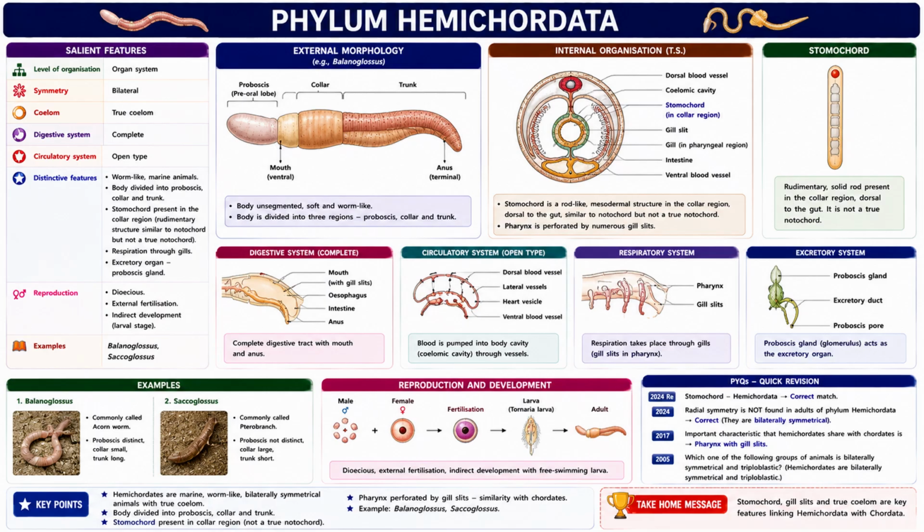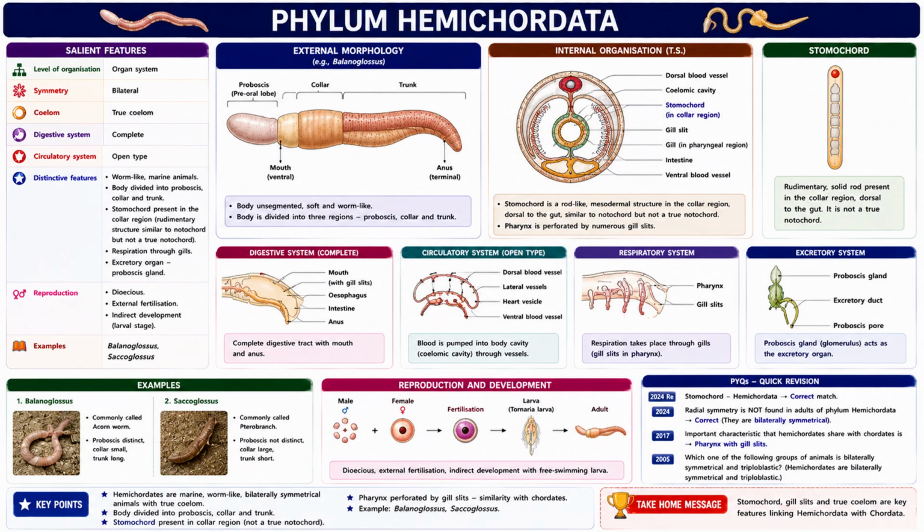Examples are Balanoglossus, commonly called acorn worm. So wherever we used the word worms, it was either flatworms or roundworms. After that, the use of worms was very little. In the Hemichordata, we are using the word worm, but they are not true worms. They are acorn worms. They are hemichordates.